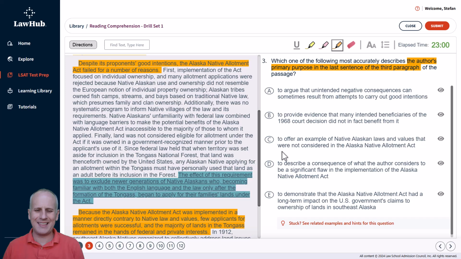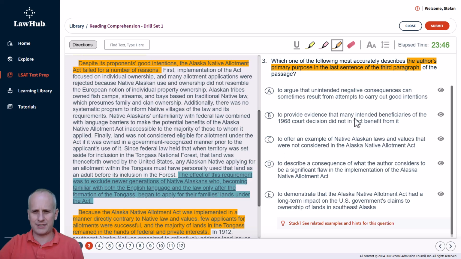So if we're thinking about why this highlighted green sentence is presented, it's really to explain how that requirement that any Alaskan native applying for an allotment within the Tongass must have personally used that land as an adult before being included in the forest had a negative impact and directly led to the failure of the law, the Native Allotment Act, reestablishing native ownership of the land. It's because they were requiring proof of individual usage before the Tongass was set aside. So we've got that prediction now of to basically show how the Tongass ownership couldn't be transferred to these newer generations.